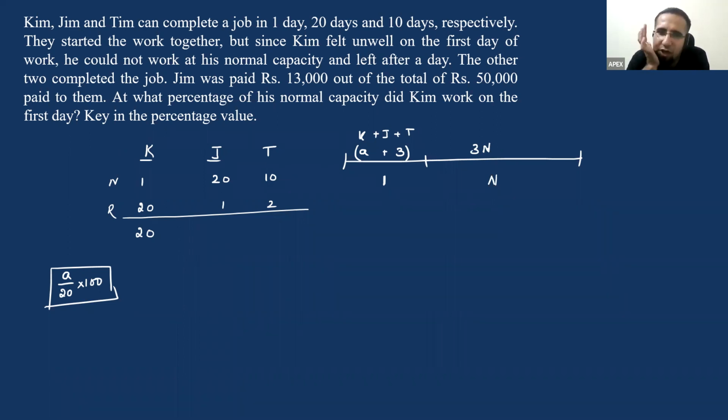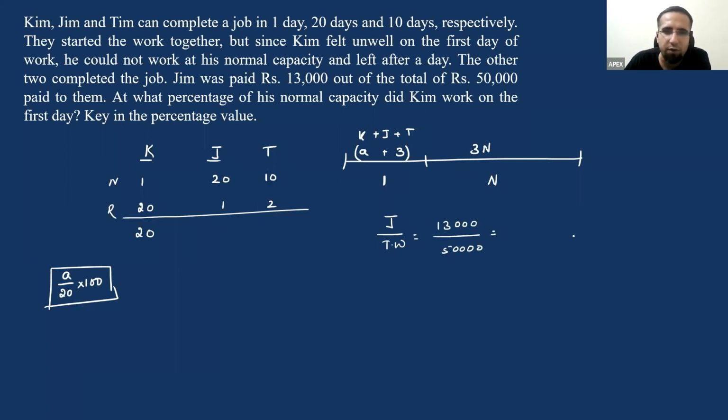Jim was paid 13,000 out of 50,000. Now, Jim is paid as per the total work done, because anybody is paid as per the amount of total work done. So I can say that Jim divided by total work is equal to 13,000 divided by 50,000.